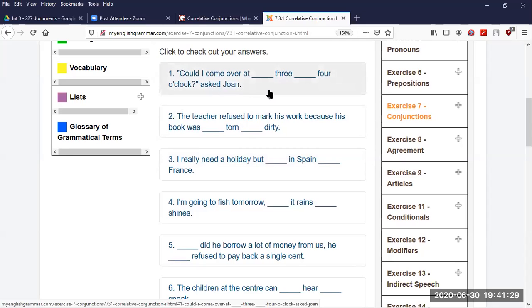So could it come over at either 3 or 4 o'clock? Asked Joan. Okay, so she's looking at a choice of times. Either 3 or 4. Yeah, either 3 or 4. So we have the two choices, this one or this one. So we'll use either 3 or 4.